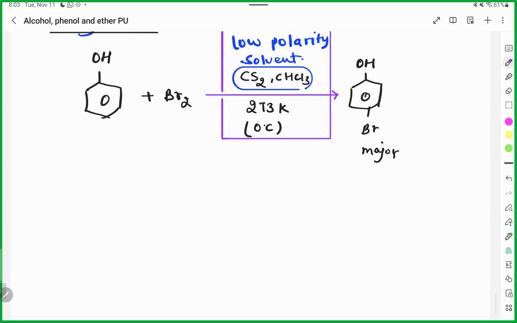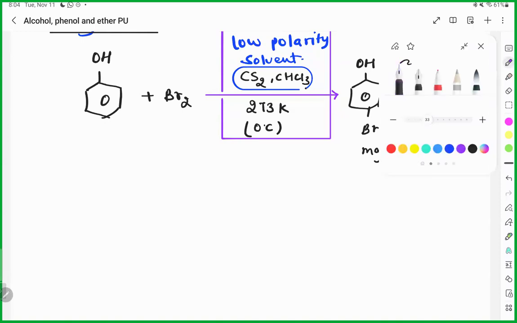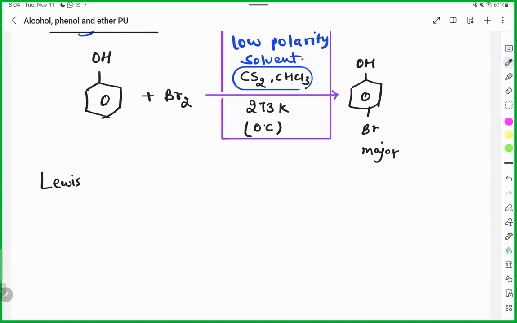But if you take Lewis acid, normally you will see in haloalkane you take Lewis acid. If you take Lewis acid here, what will happen? Lewis acid is like FeBr3 or FeCl3. What happens with this Lewis acid? This FeBr3 is polarizing the molecule.